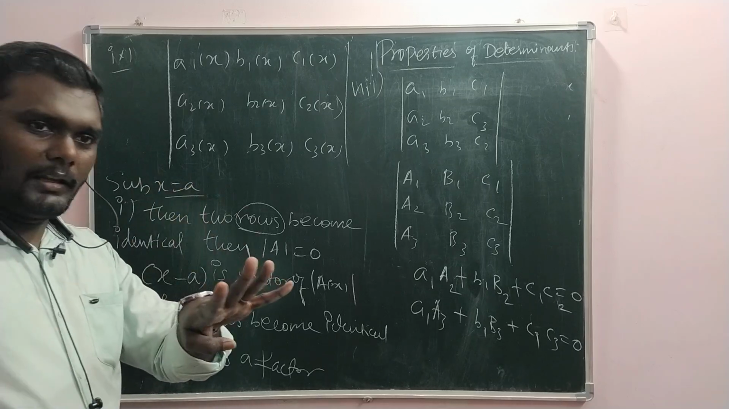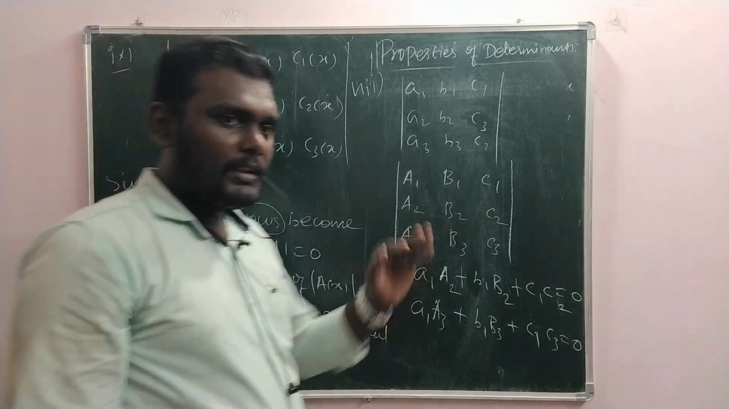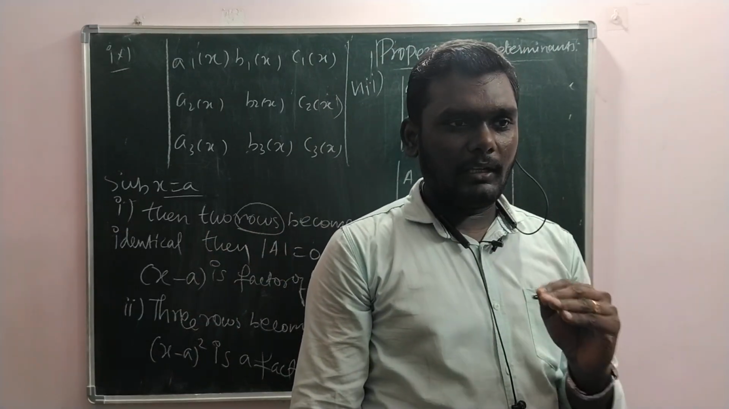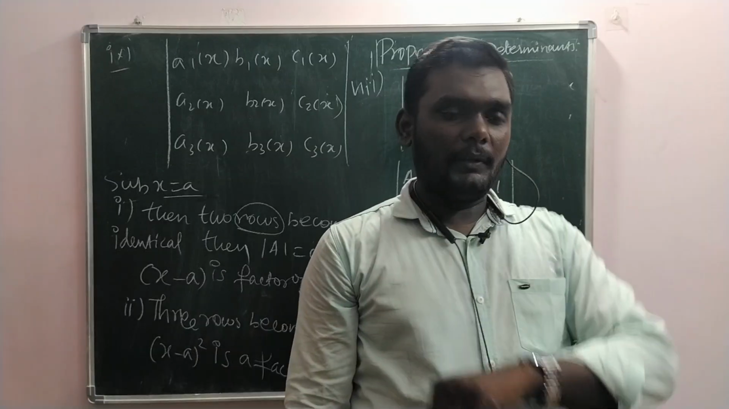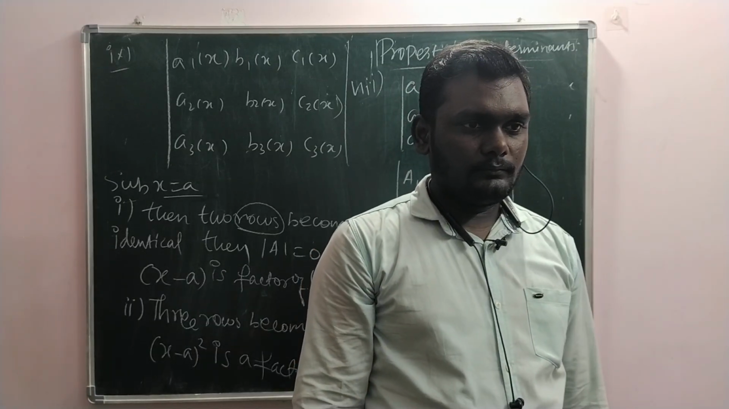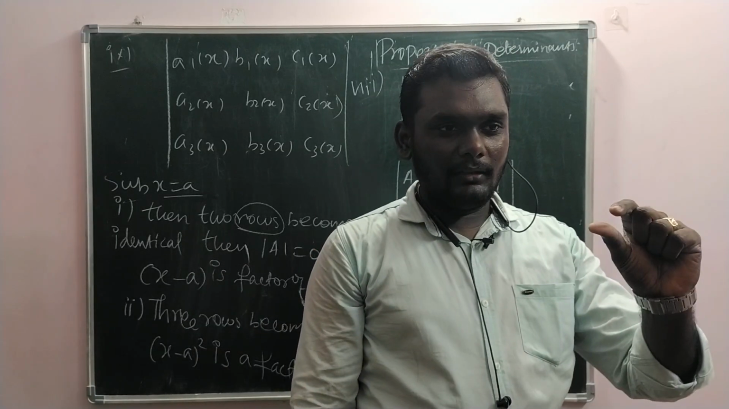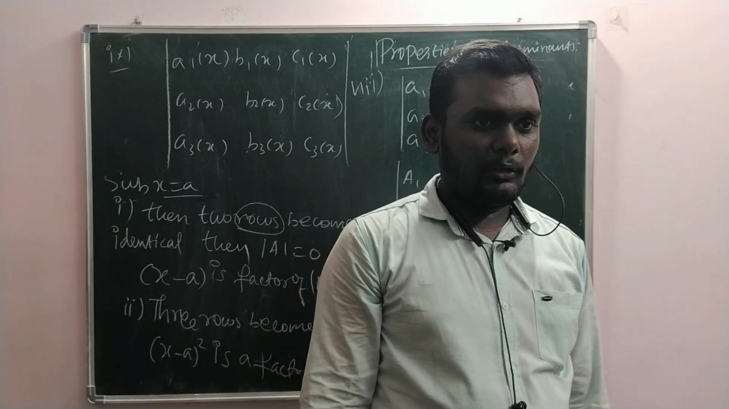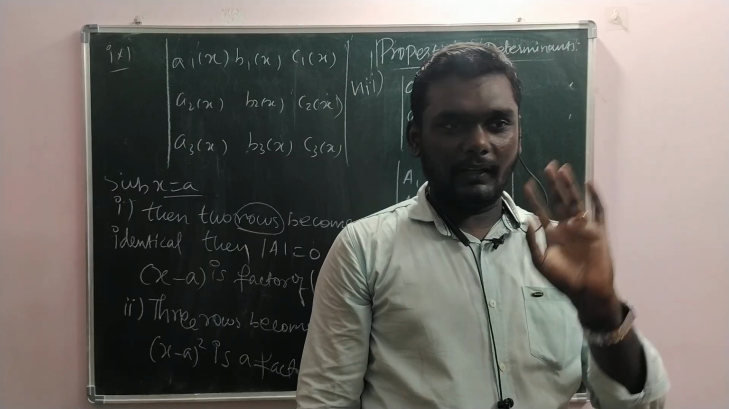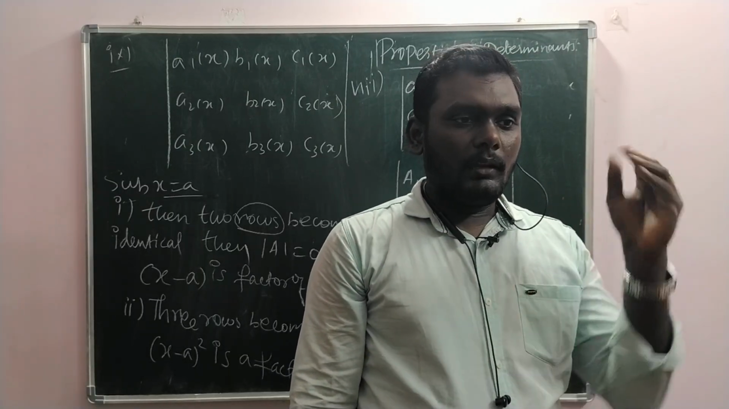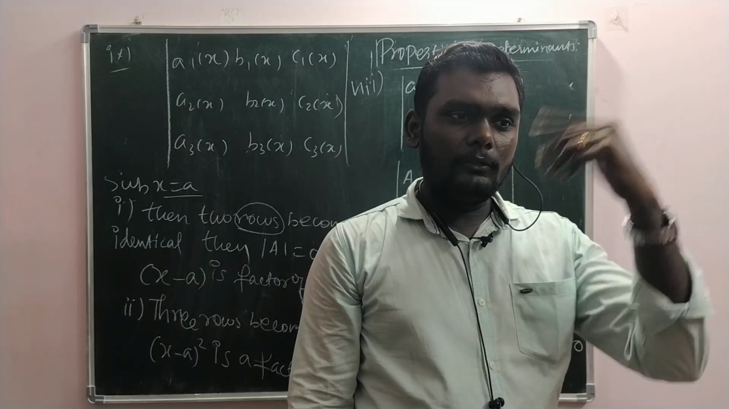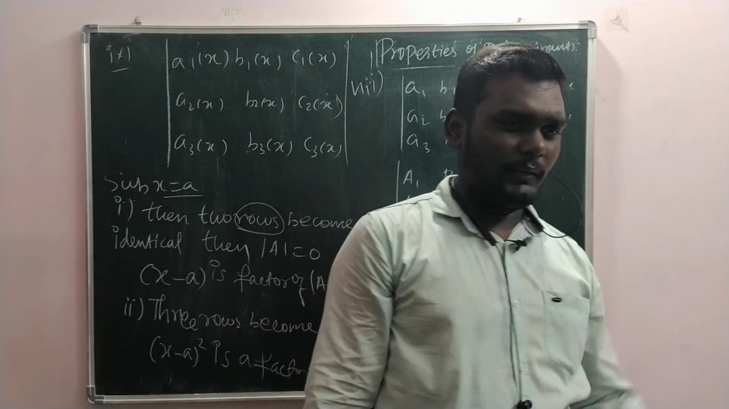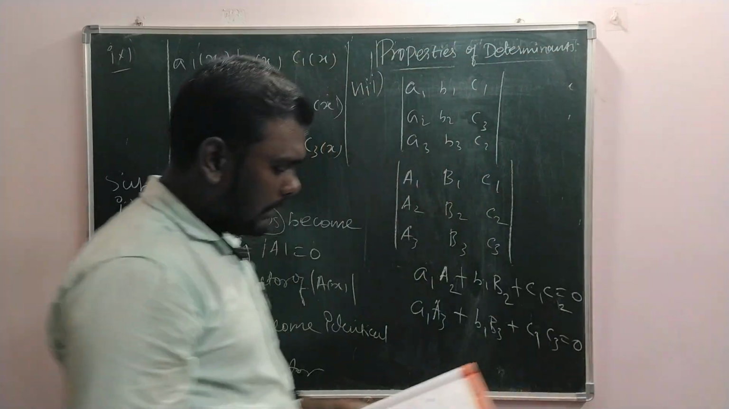Suppose in a 4 by 4 matrix, after substituting A, all the four rows become identical. Four rows or four columns become identical. Then (X minus A) whole cube is a factor. Simple. How many rows become identical? (X minus A) to the power of that number of rows minus 1 is a factor. Two rows identical means (X minus A) power 1 is a factor. If three rows become identical, (X minus A) whole square is a factor. Four rows become identical means (X minus A) whole cube is a factor. That is the 9th property.